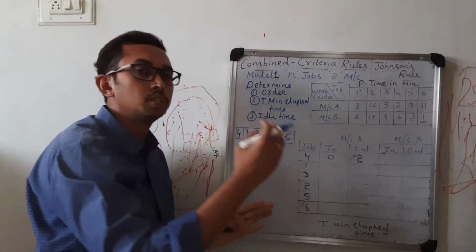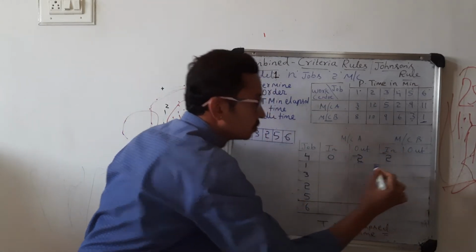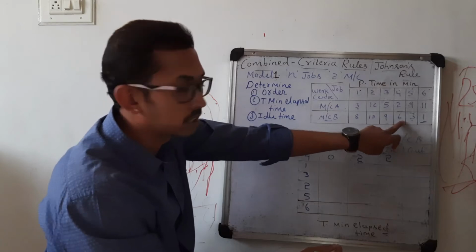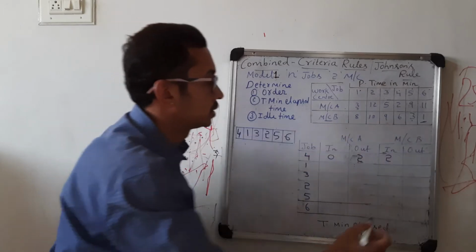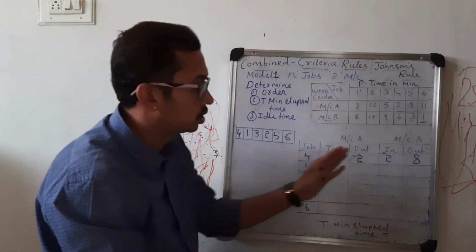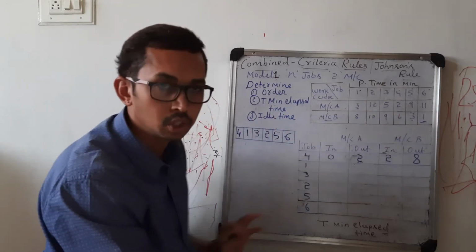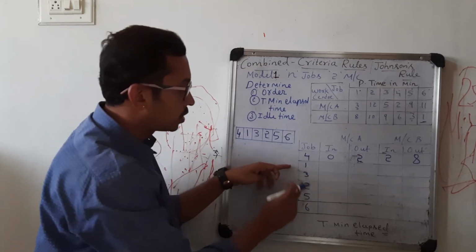After processing in machine A, it will be the in time for machine B. So what will be the processing time? 6. 2 plus 6. So that means after 8 minutes, the total job will be completed in machine A as well as machine B. So what is the next job we have?